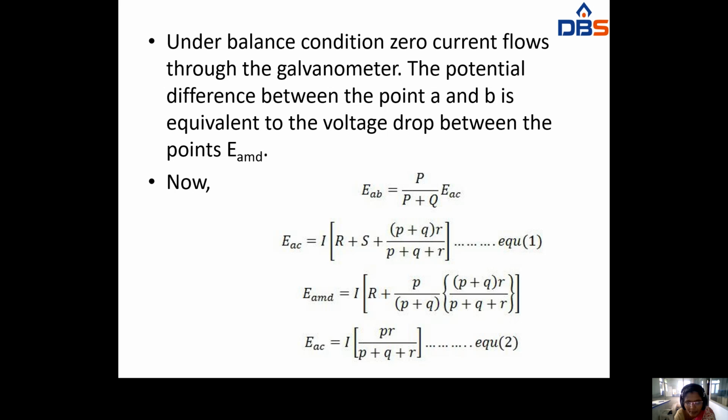So now EAB, you have to write according to the voltage divider rule: EAB equal to P by P plus Q of EAC. EAC means the voltage drop between points A and C. So according to the voltage divider rule, EAB equal to P by P plus Q into EAC. And EAC is equal to I into R plus S plus the parallel combination.